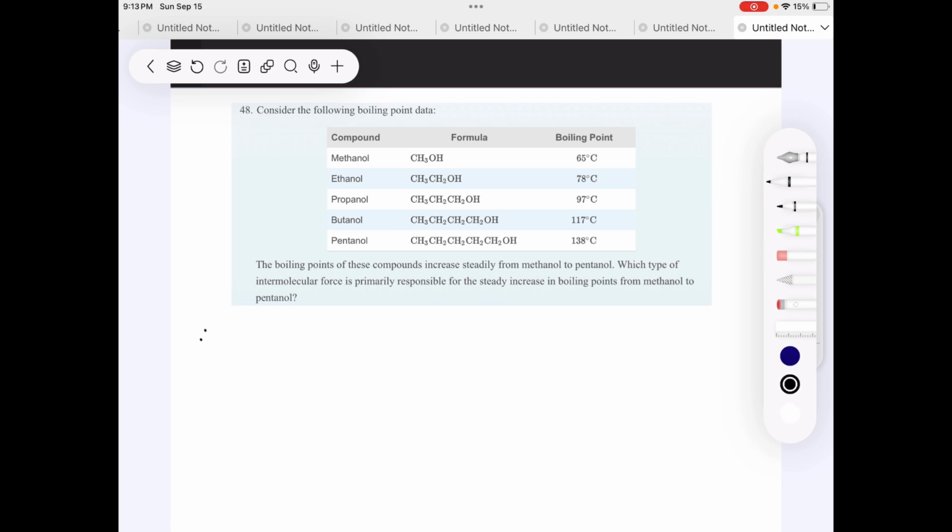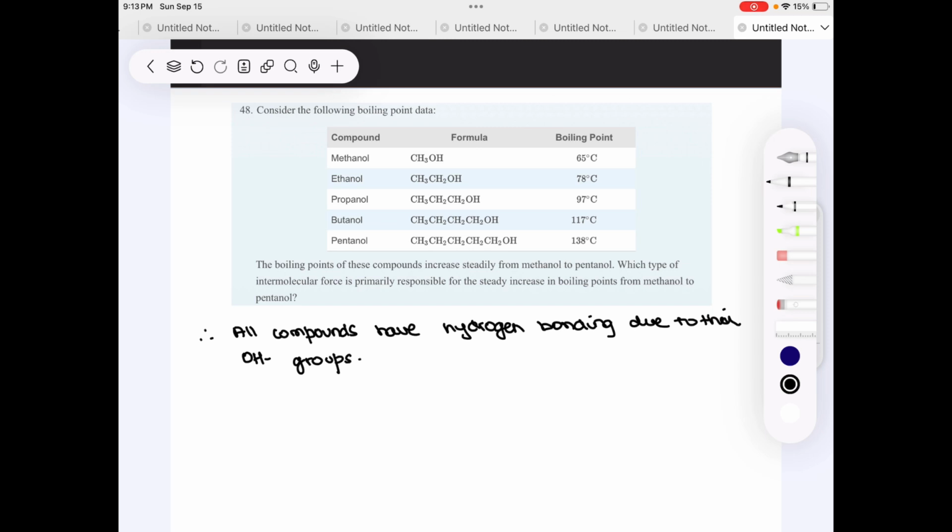Therefore, all compounds have hydrogen bonding due to their OH groups. However, the steady increase in the boiling points as we go from methanol to pentanol is mostly because of the London dispersion forces.